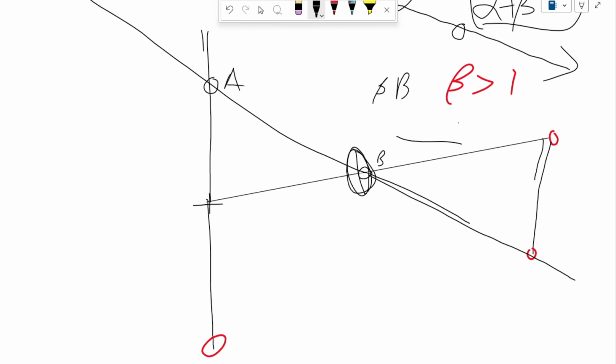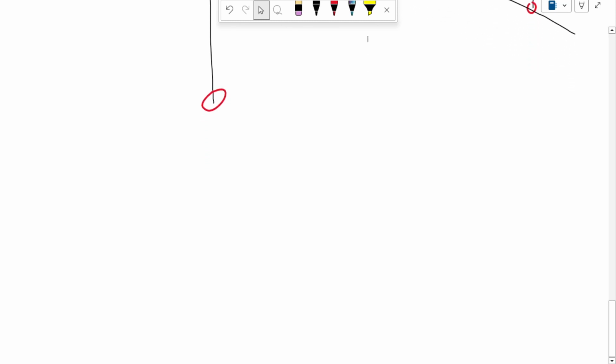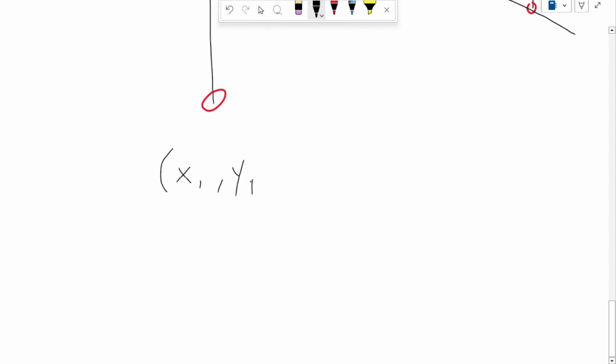Okay, so I'm going to just talk about the 2D case for now, if that's all right with everyone. Because in the higher case, we're not talking about lines anymore. We're talking about higher dimensional things that are hard to visualize. So I'm going to start with the following 2 points: X1, Y1, and X2, Y2.